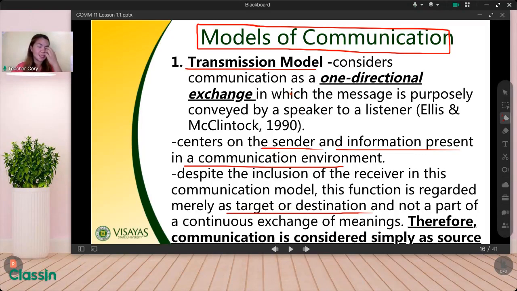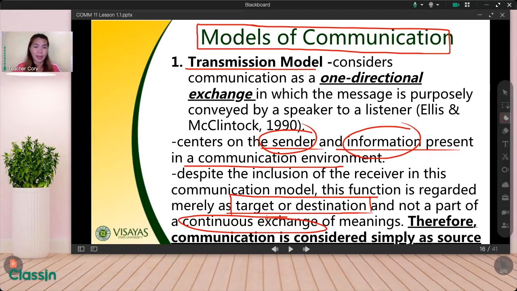So, this is the model that represents the communication process that's happening when we are talking in front of an audience, usually public communication. So it's one directional because we don't receive feedback or response from the receivers anymore. Okay, so this centers on the sender and also the information present in the communication event. All right, so this is regarded as target or destination, and there's no continuous exchange because it's more on the sender who is sending the message.